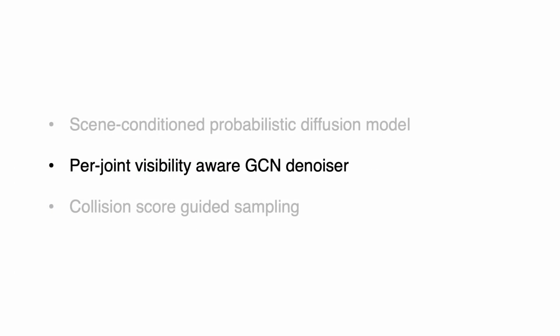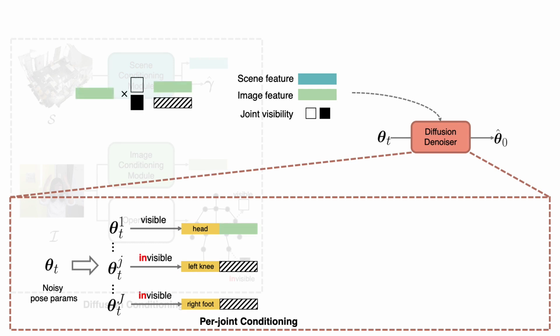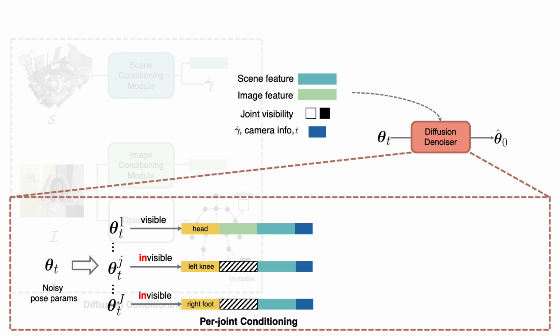We propose a per-joint visibility-aware graph convolution network as the diffusion denoiser, for better per-body part control. For each body joint, the pose denoising is conditioned with the image feature for visible joints, while for invisible joints the image conditioning is masked out. The denoiser is further conditioned on the scene feature and other features.